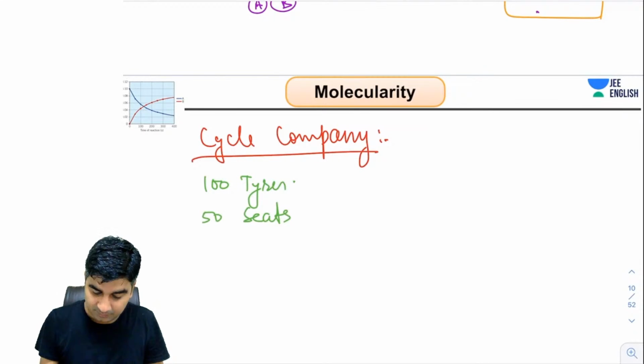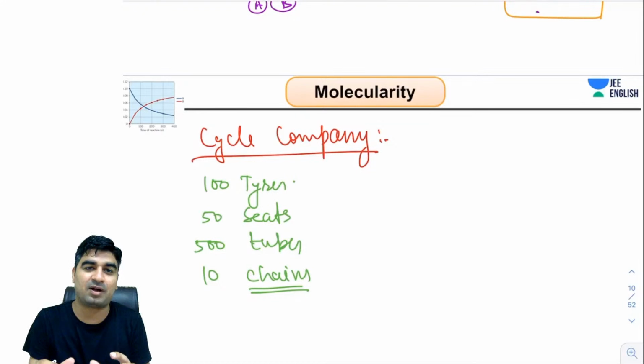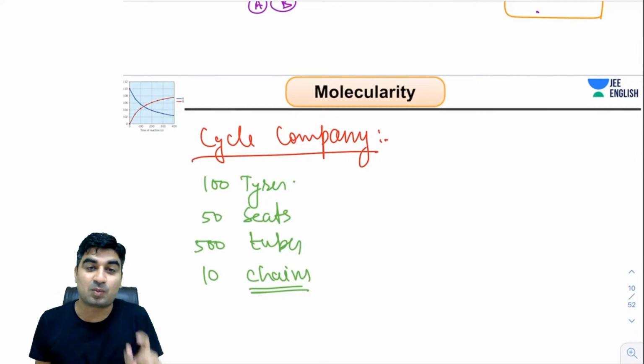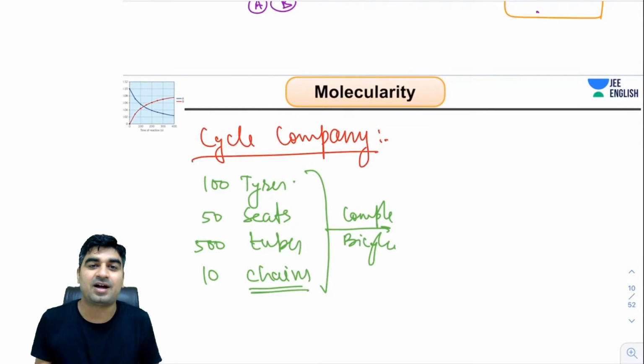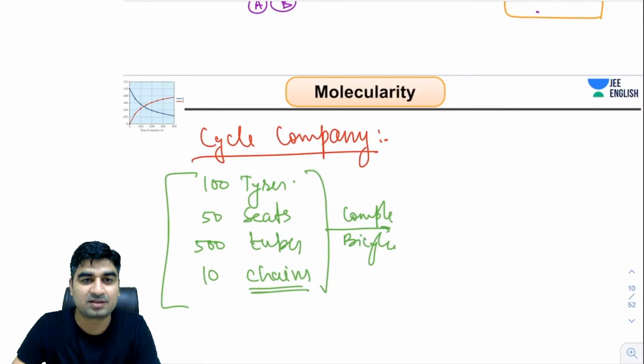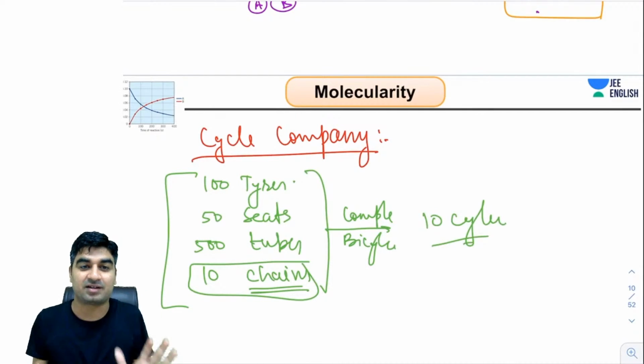This company is making 500 tubes. But this company is making 10 chains. I hope you know the chain, how a chain is placed in a bicycle. Right. So my question is, at the end of the day, how many complete bicycles are you going to get? This is the production in a day: 100 tires, 50 seats, so one seat is required for one bicycle, and 500 tubes. Okay, so how many? 10. Pawan says 10. So 10 cycles I'm going to get at the end of the day, complete cycles.